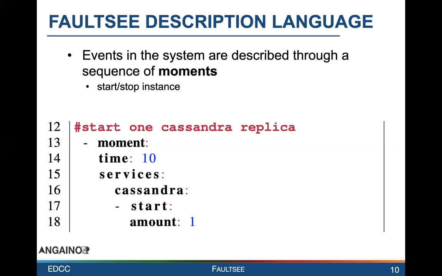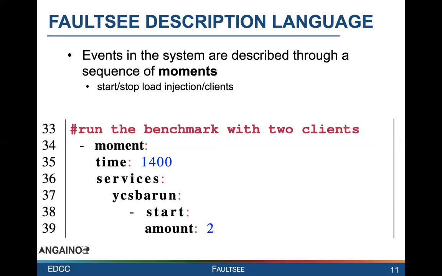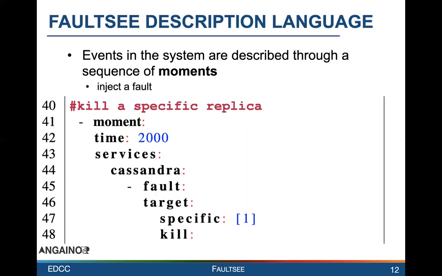as specified in line 18. One thing that's also important is to specify how we inject the load in the system. So we treat the client of the system with the same care as the system under evaluation. For instance, in this snippet, at time 1400 seconds, I want to start 2 instances of the YCSB client.